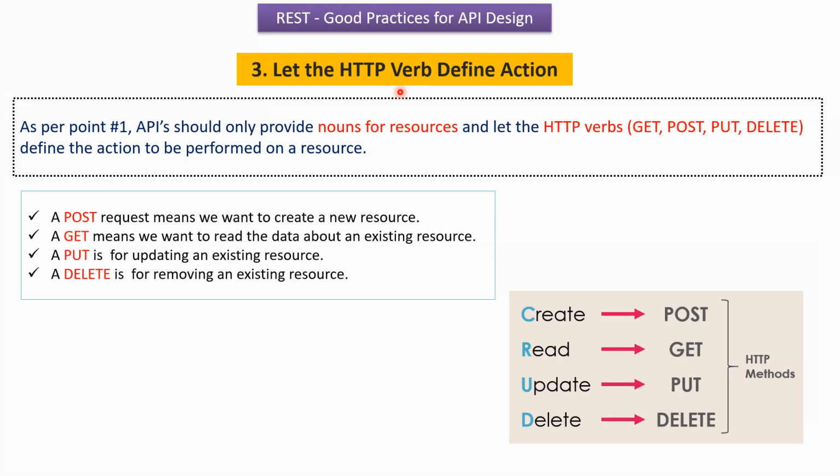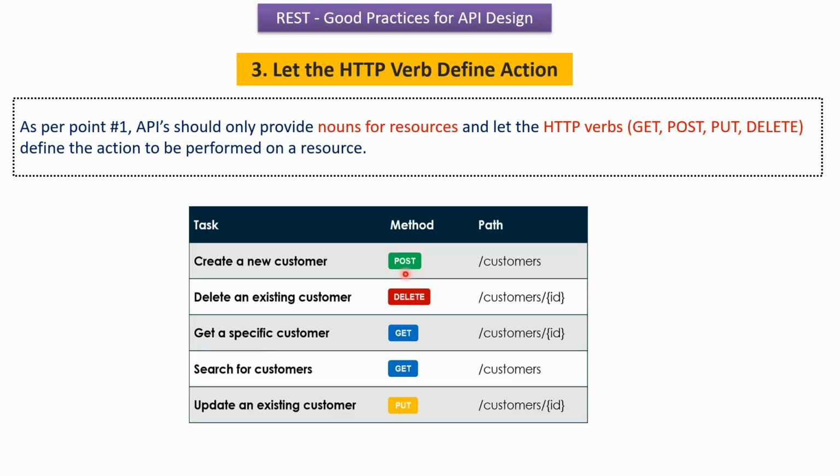The third point is to let the HTTP verb define the action. As per point 1, the API should only provide nouns for resources and let the HTTP verbs define the action to be performed on the resource. Examples of HTTP verbs or HTTP methods are GET, POST, PUT and DELETE. The POST method is used to create a resource. The GET method is used to read the data about an existing resource. The PUT method is used to update an existing resource. The DELETE method is used to remove an existing resource.